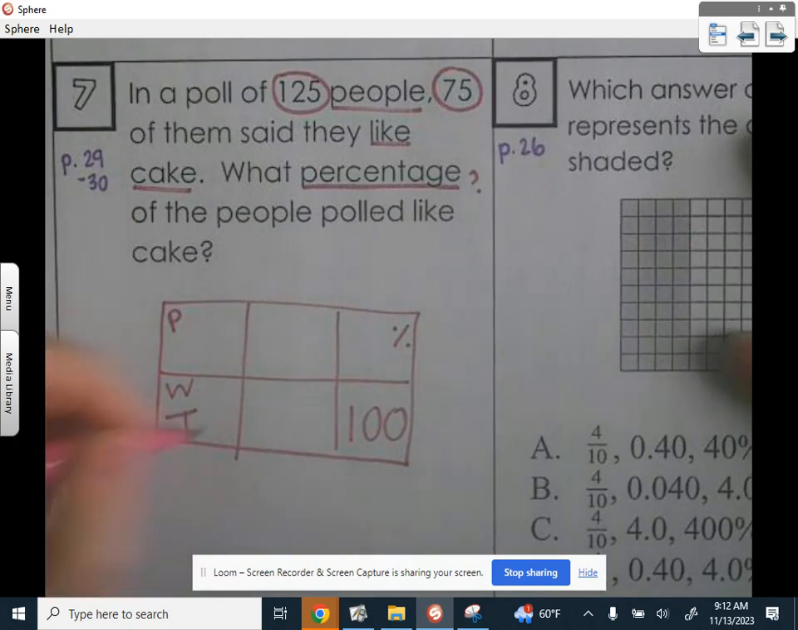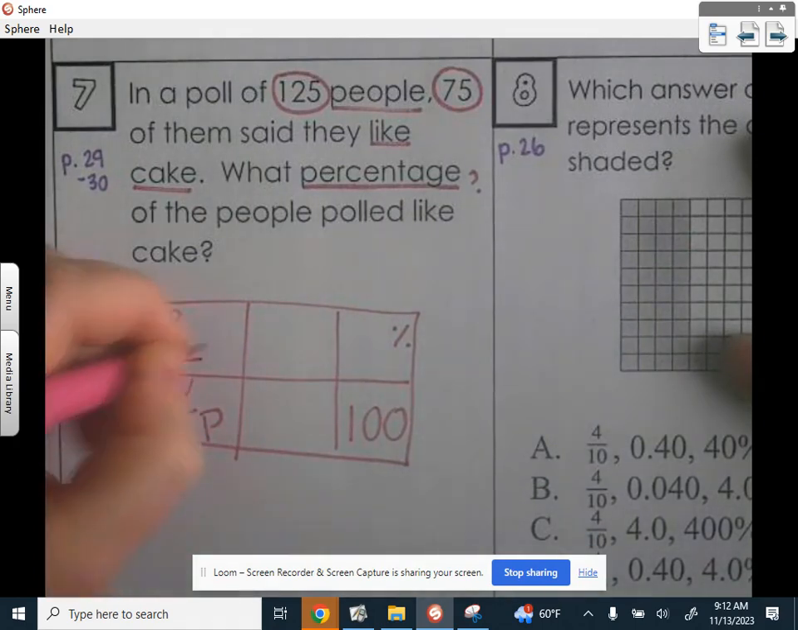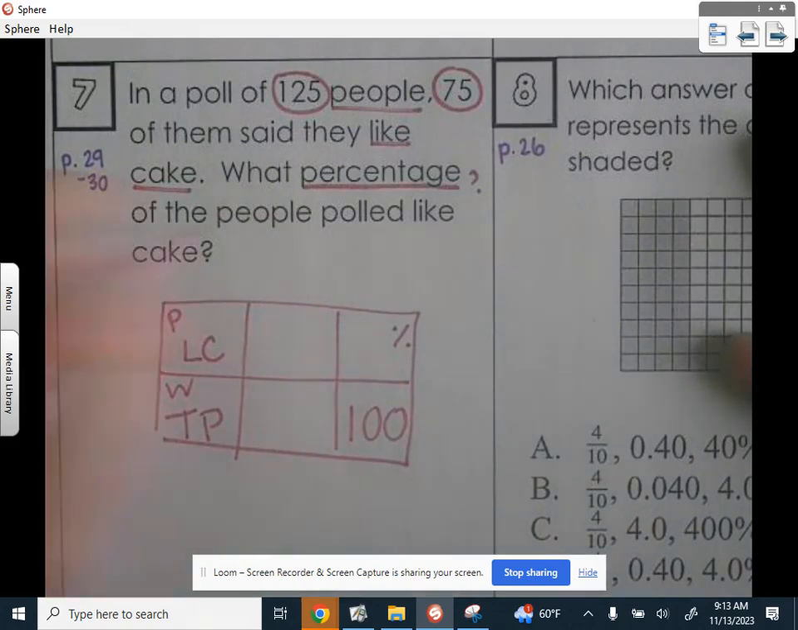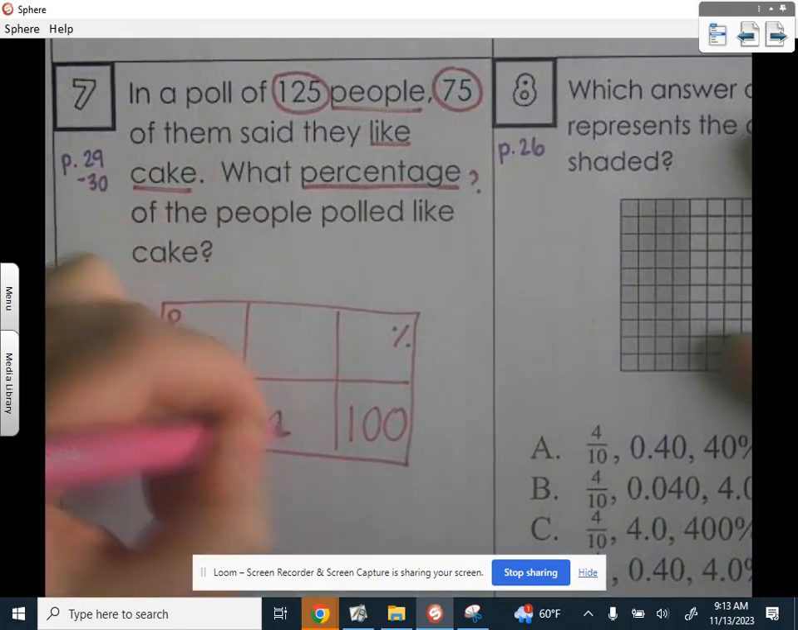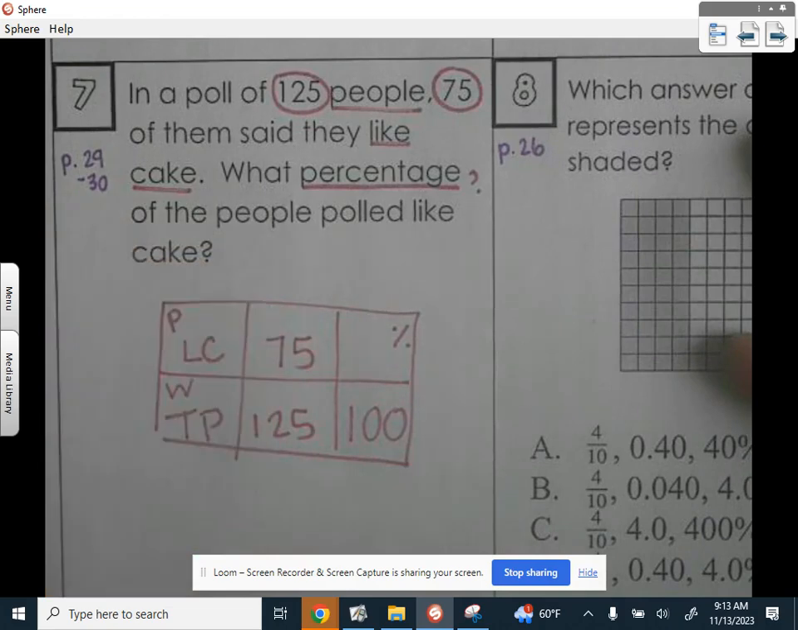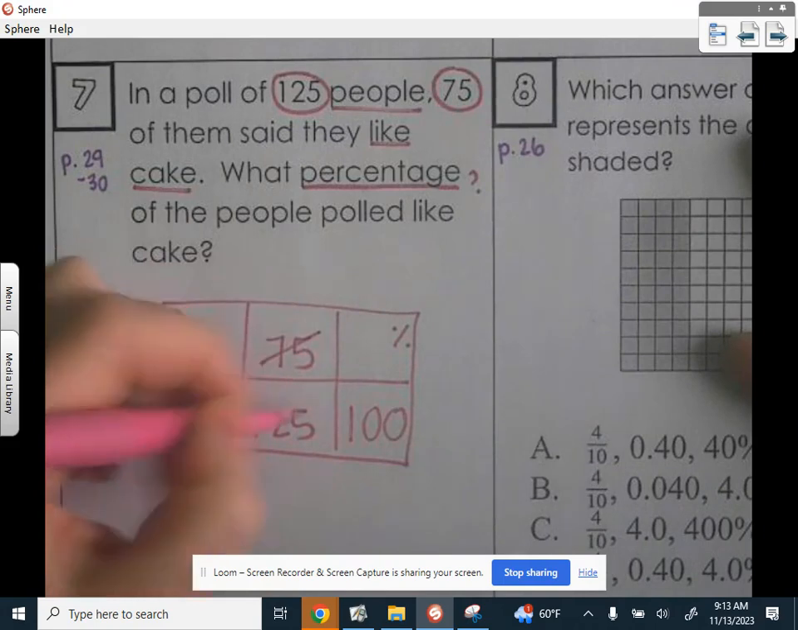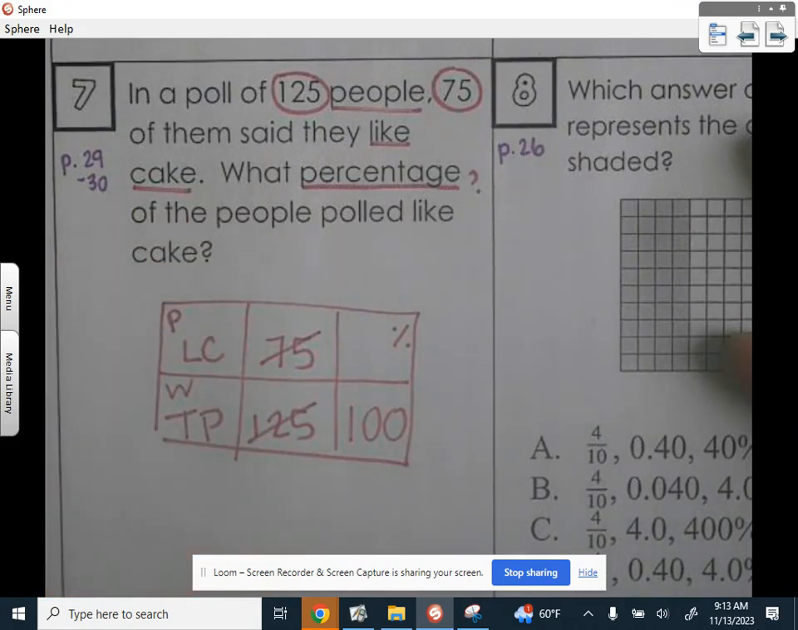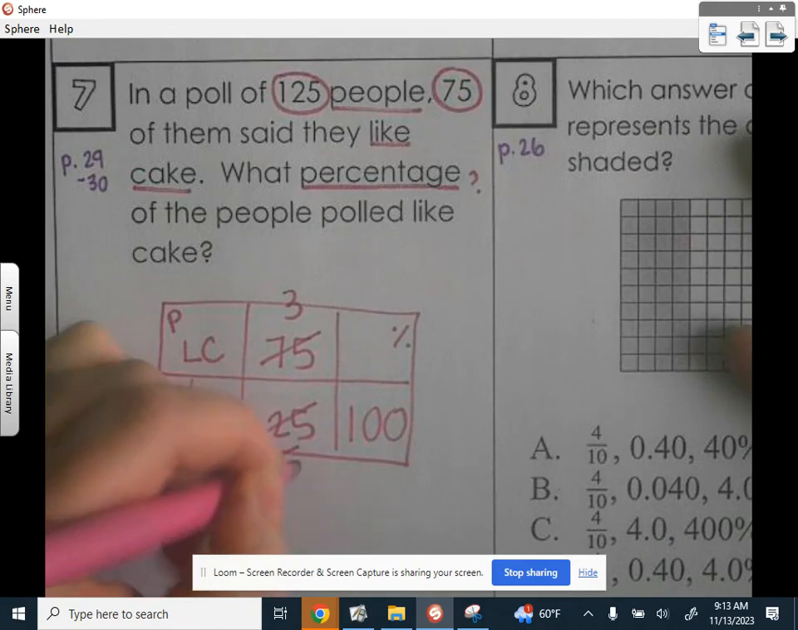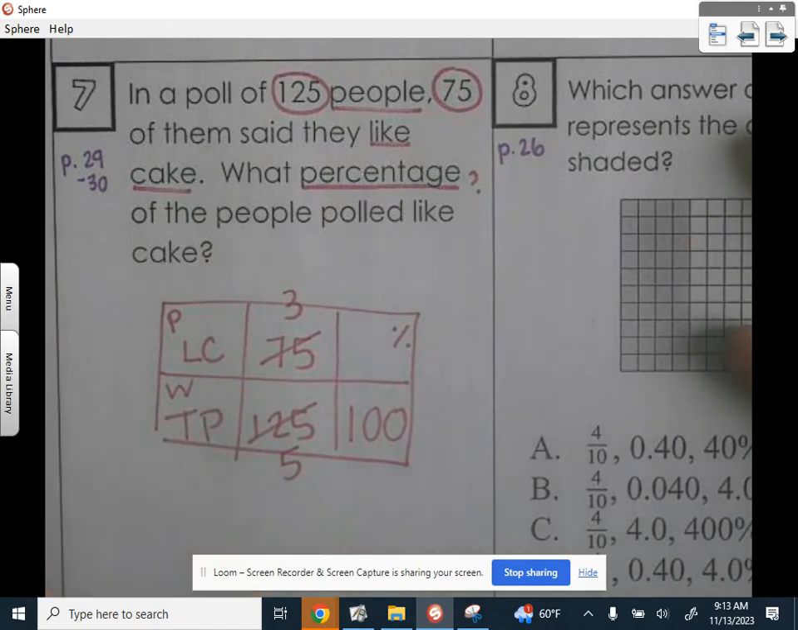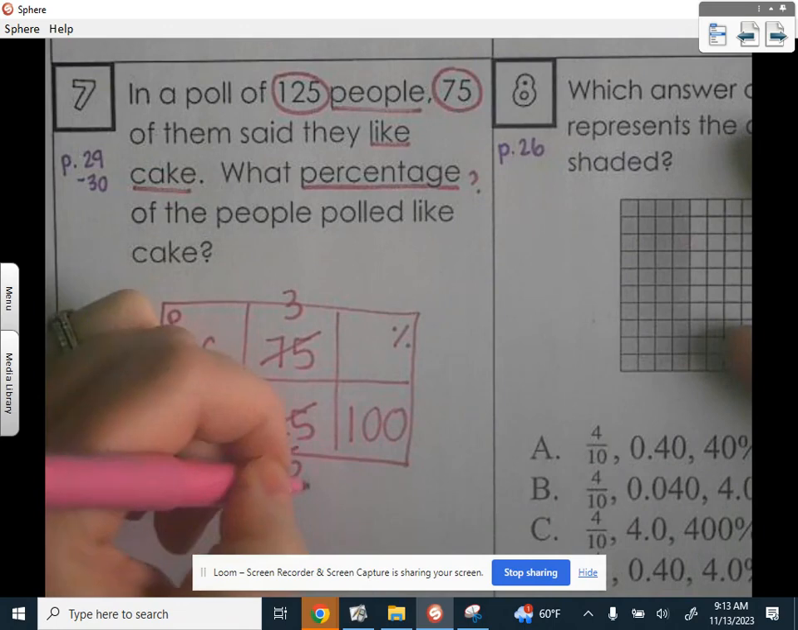In this one, it's total people. They're all people. Some of them like cake. So I'm going to put LC for like cake. We know that there were 125 people total, and we know that 75 of them liked cake. We've got to start at 125, and I don't see a relationship going either way. But I do see that both of these are divisible by 5 or 25. I'm going to go with 25 because that's going to save me some time. 25 goes into 75 3 times: 25, 50, 75. It goes into 125 5 times: 25, 50, 75, 100, 125.